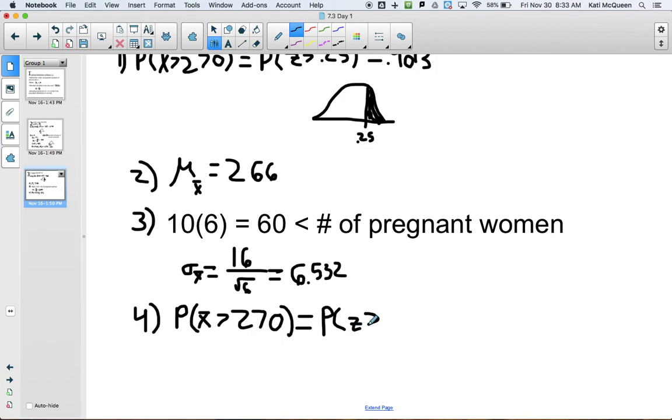So the probability that z is greater than, we get 0.61 for that z-score. So then thinking about my normal curve, 0.61 is about here. And I'm looking for greater than, so the area to the right. So that would mean, using normal CDF, I get 0.2701.